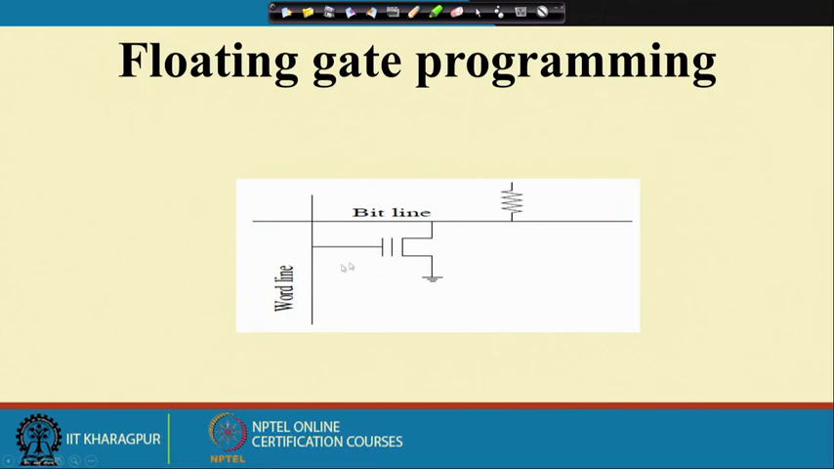So, this is the floating gate programming I described. If you apply a voltage, then this floating gate charge will appear here, and as a result the threshold voltage will increase. Whereas if you do not apply the voltage, the floating gate charge will not be there, so the threshold voltage will be low and the transistor will be treated as on. That way we can establish a connection or not.